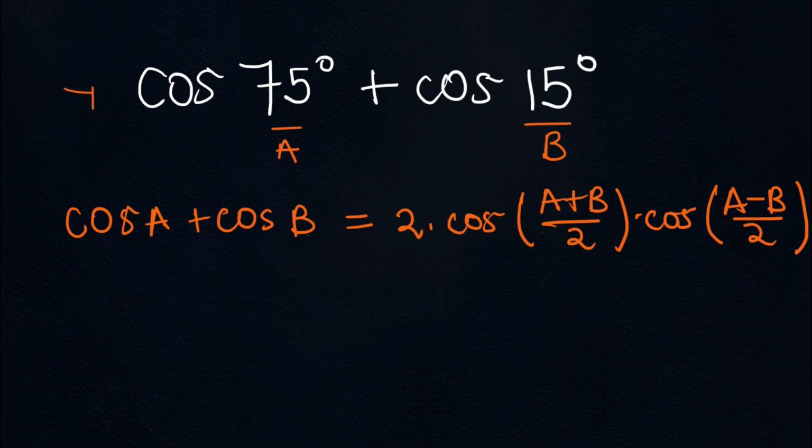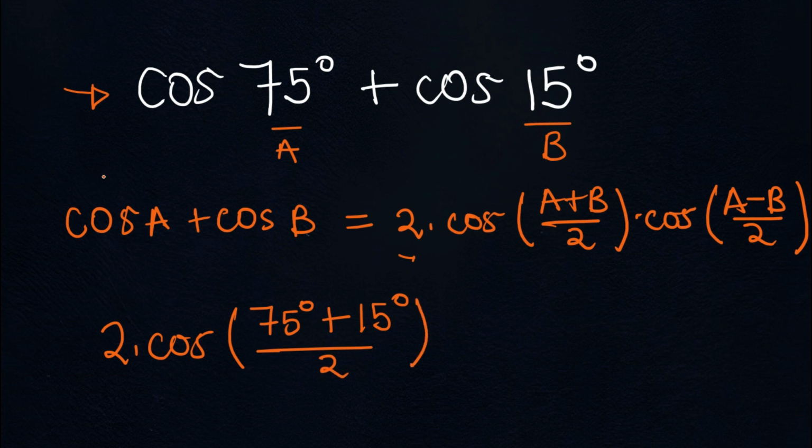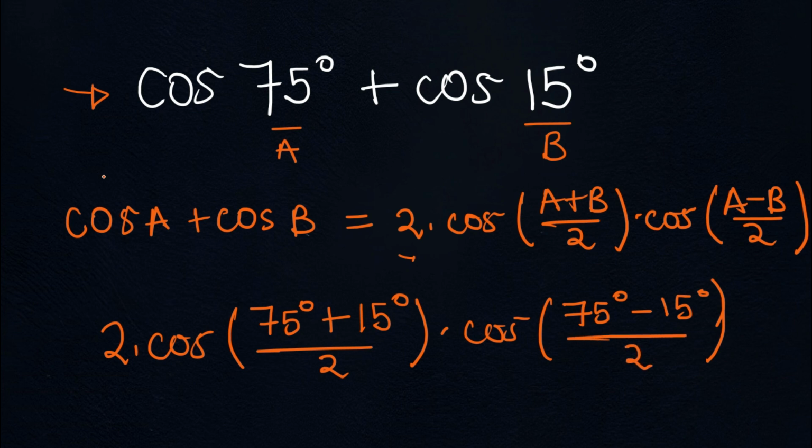So instead of rewriting this expression, we are going to write it as 2 multiplied by cos of A, and the A we have established is 75 degrees, so this is going to be 75 degrees plus B, which is 15 degrees, all divided by 2, multiplied by cos of A, which is 75 degrees, minus B, which is 15 degrees, all divided by 2. Let me put an equal sign to make more sense out of this.